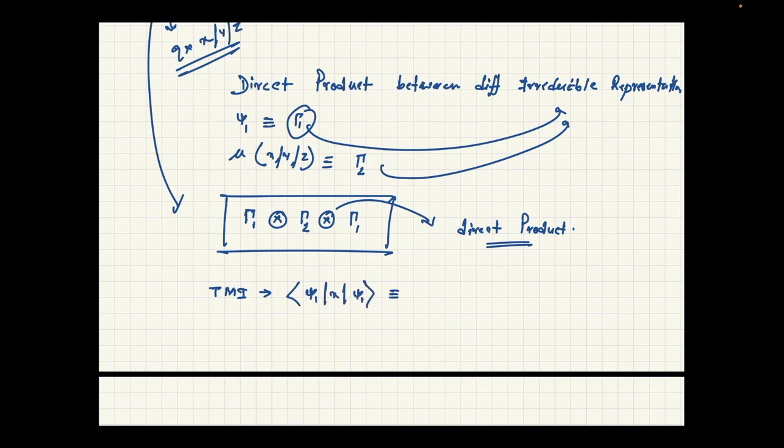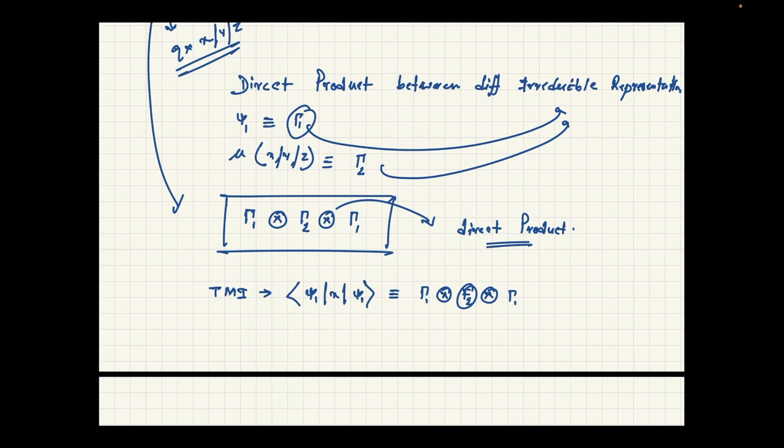In the group theory perspective, it will be gamma 1, let's say gamma 2, and let's say gamma 1 again. Okay, and if this direct product gives us a totally symmetric representation, then the corresponding infrared transition will be x polarized, or along x. If you use an x polarized electromagnetic field, then this particular transition will be allowed.